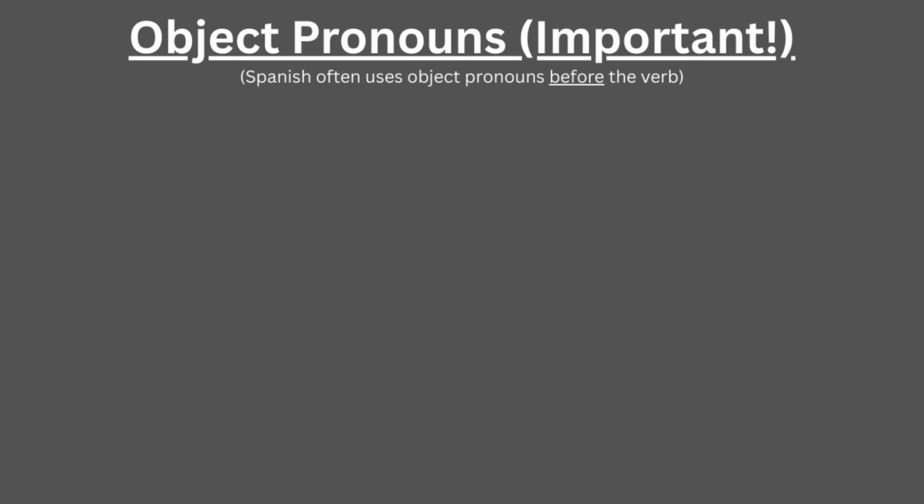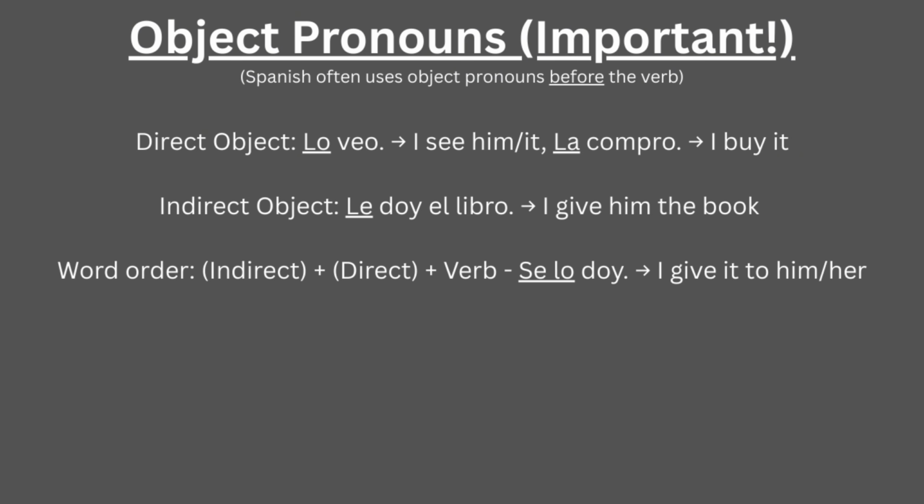Furthermore, Spanish direct and indirect object pronouns are placed before the verb, like lo veo, la compro, le doy el libro. The word order of pronouns makes the indirect pronoun come first, then the direct one, and then the verb. And again, this concept will be shown more in a future video.